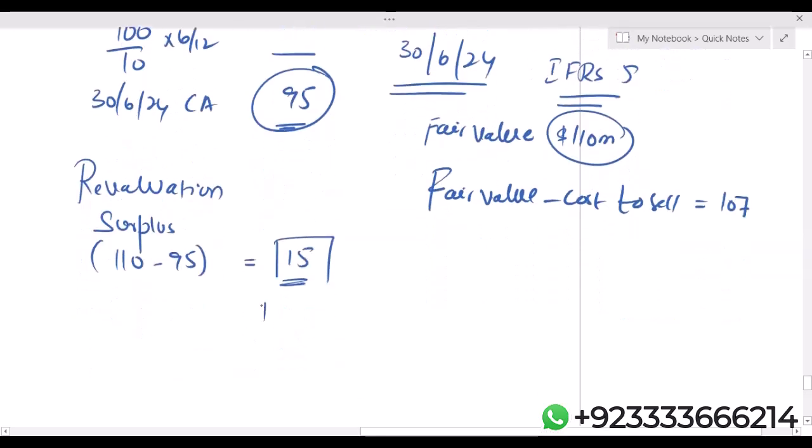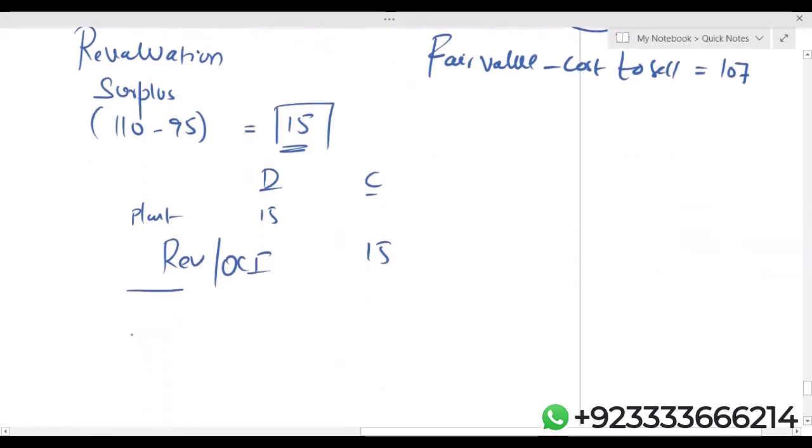Now what will be the double entry for this 15? Plant is debited by 15. Revaluation, which goes to OCI, 15. Now, the updated carrying amount of plant becomes 110. So on 30th June 24, the updated carrying amount is 110.